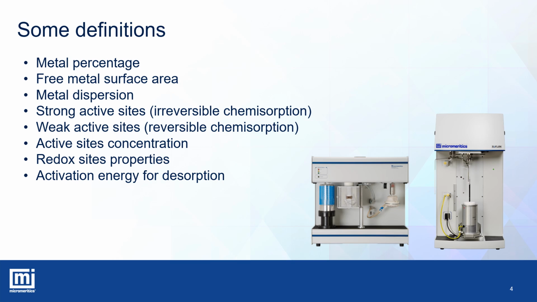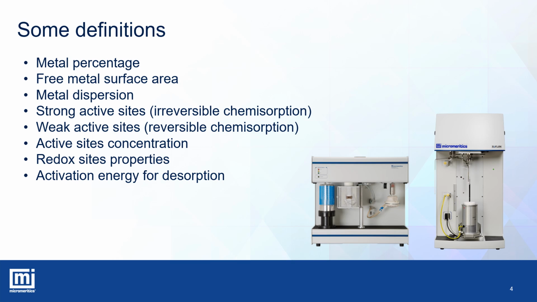The metal dispersion is the ratio between the exposed metal atoms and the total amount of metal in a catalyst. Strong active sites chemisorb the probe gas in irreversible way in isothermal conditions, while weak active sites chemisorb in a reversible way, that is, gas molecules are removed just by flowing an inert gas or applying vacuum.